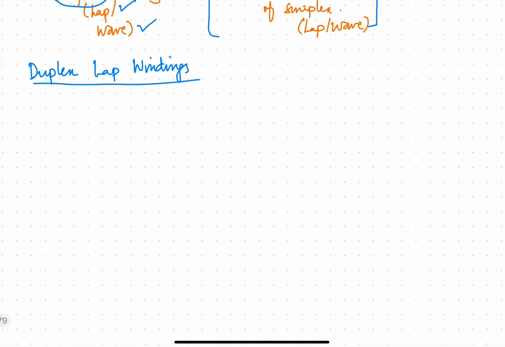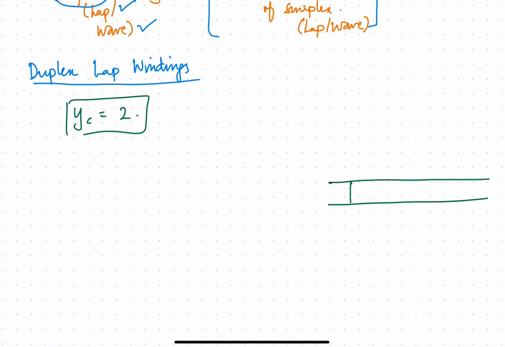In the duplex lap winding, you have the commutator pitch YC is equal to plus 2, and if you see the winding diagram, I mean the diagram of the coil, it looks something like this. You have the commutator segment 1 2 3 4 and 5 like this. So this coil side goes up like this, it goes up, and then this is the back side. It comes to side number 3.